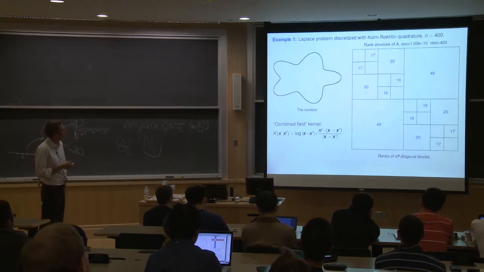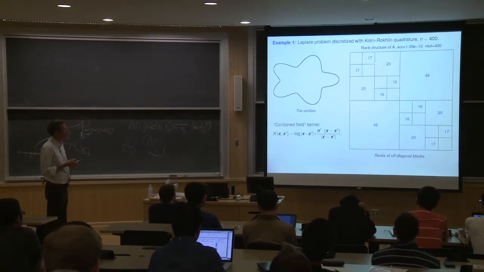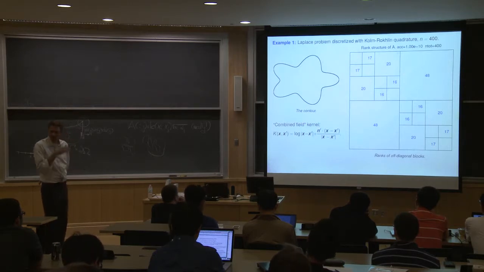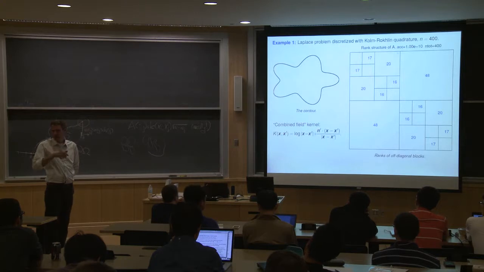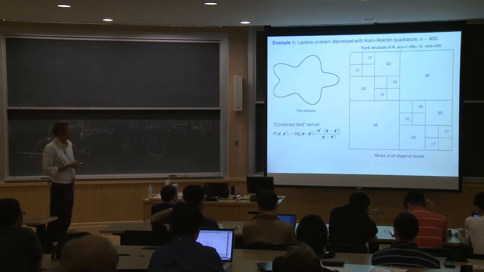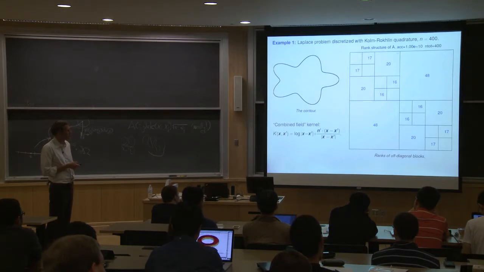So let's discretize this equation. You end up with a matrix A. In this case, it's a size 400 by 400. And now I'm using this very simple tessellation that we covered in lecture 3. Now let's look at the numerical ranks. This is to high accuracy, 10 correct digits. And then the off-diagonal block here, a block of size 200 by 200, its rank is 50.